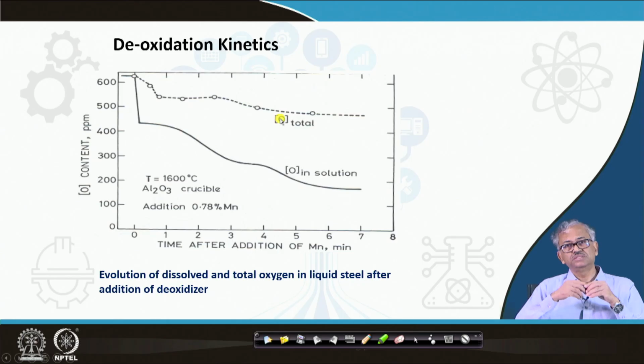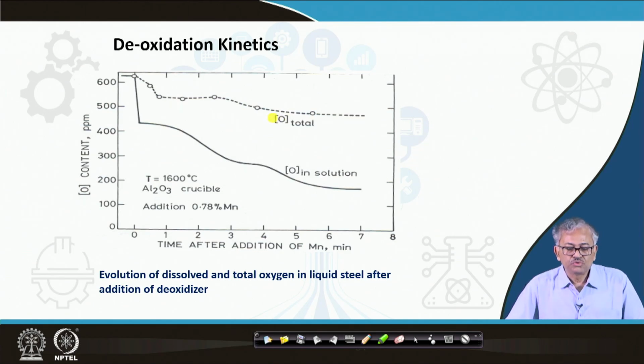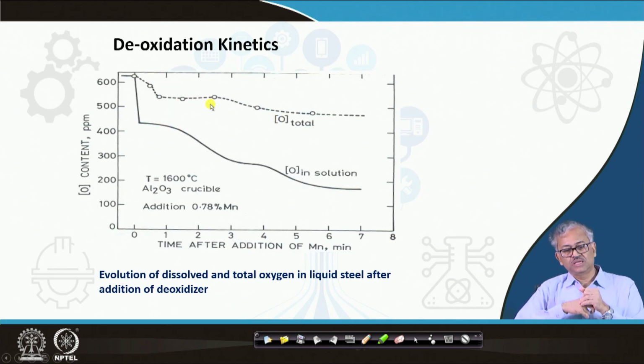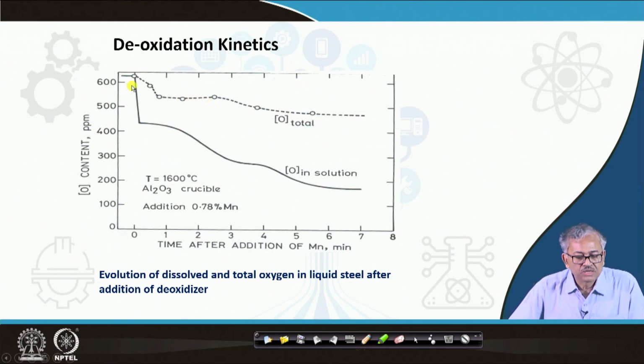Total oxygen means dissolved oxygen plus oxygen that remains in the liquid bath in the form of inclusions like alumina, silica. So combined oxygen. Total oxygen is the dissolved plus the combined, and you can measure the total oxygen by chemical analysis. To measure dissolved oxygen, you require a special probe called the Celox probe. It is basically a solid electrolyte shell. We will come to that.